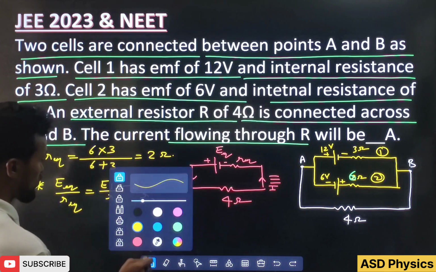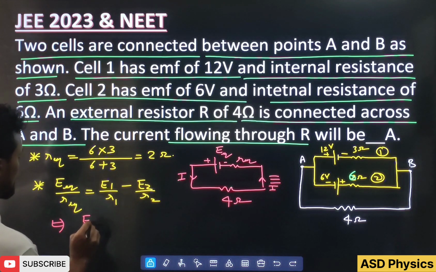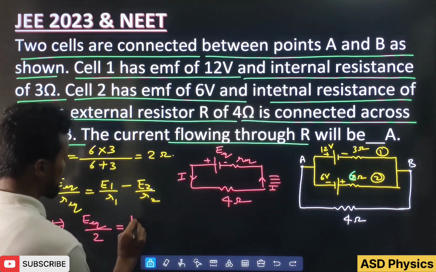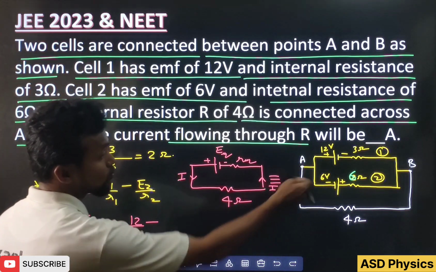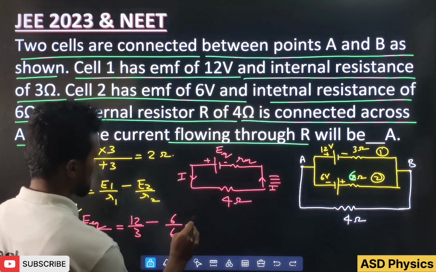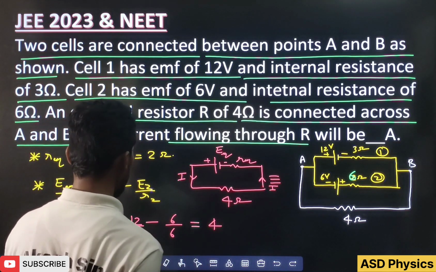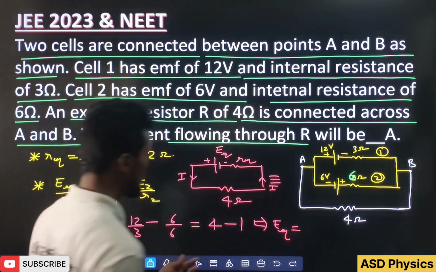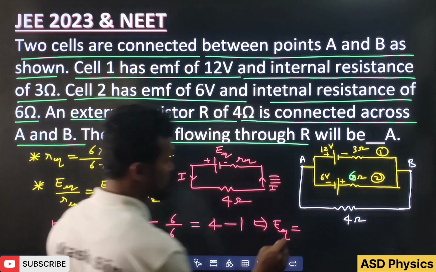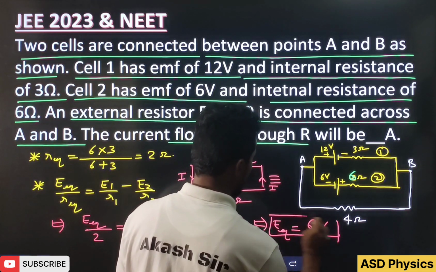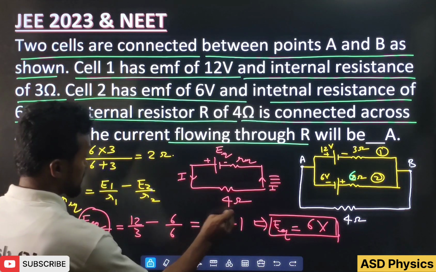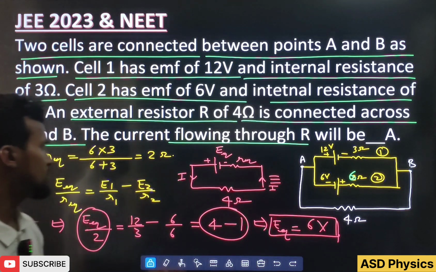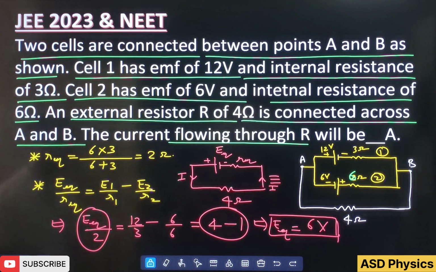So now, friends, just put the values here. E equivalent by R equivalent, 2, is equal to E1 by R1, that means 12 by 3, minus E2 by R2, that means 6 by 6. So 12 by 3 means 4, and 6 by 6 means 1. That means this E equivalent will become 4 minus 1, 3. And 2 will go to this side. So 3 into 2 is 6 volt. We are just equating, so E equivalent is coming 6 volt. Now all the things are ready. 6 volt is here, 2 ohm is here, 4 ohm is here. Can you see very well how we have done this?